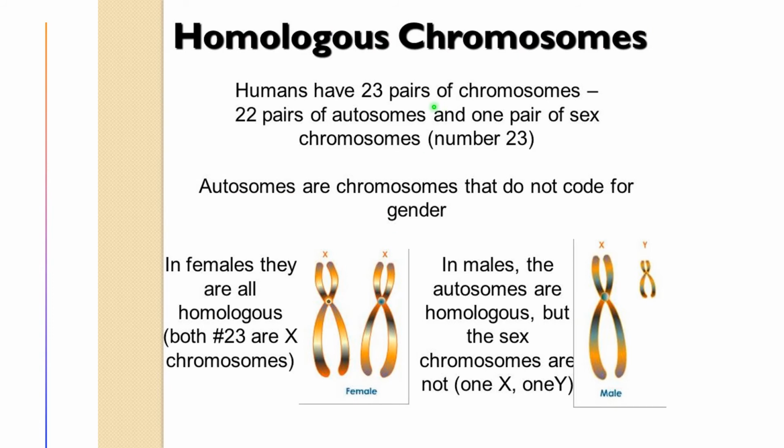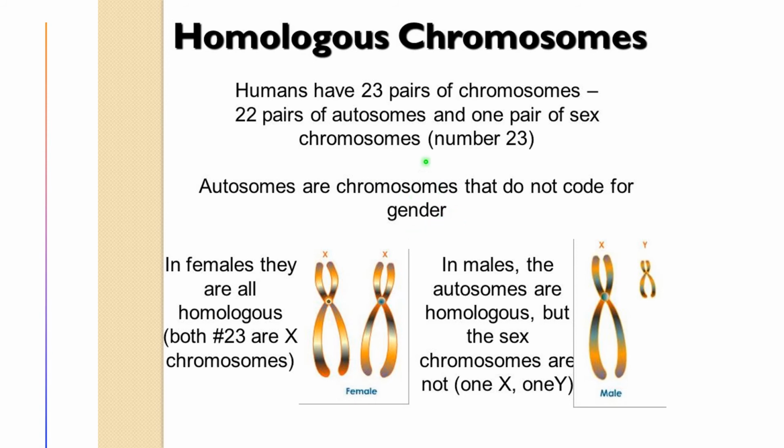Homologous chromosomes. Humans have 23 pairs of chromosomes. 22 pairs are autosomes and one pair is the sex chromosome. Already explained, number 23 is the sex chromosome and up to 22 are autosomes. Autosomes are chromosomes that do not code for gender. Okay, autosomes are the chromosomes that do not code whether it's a male or a female.